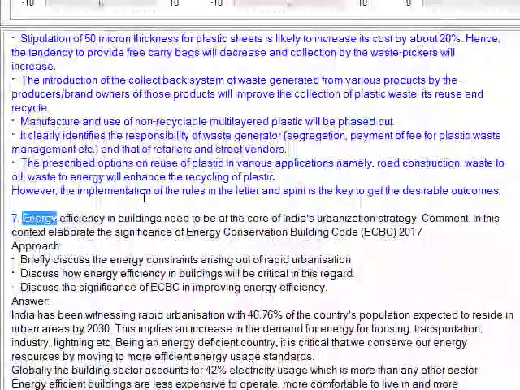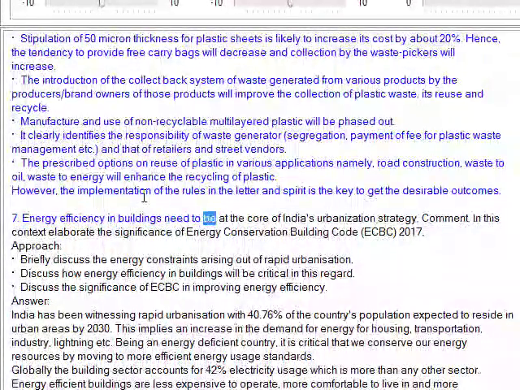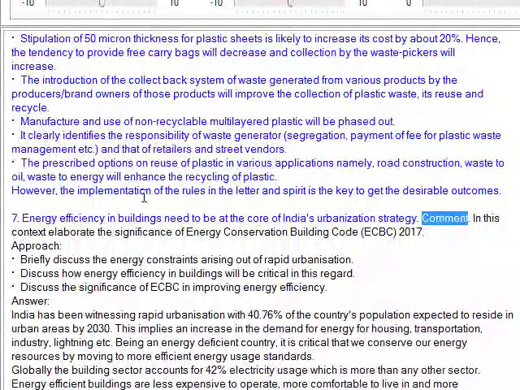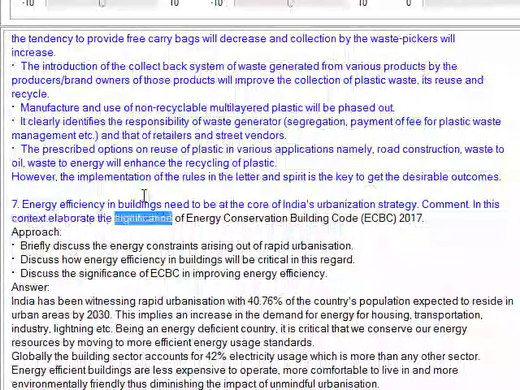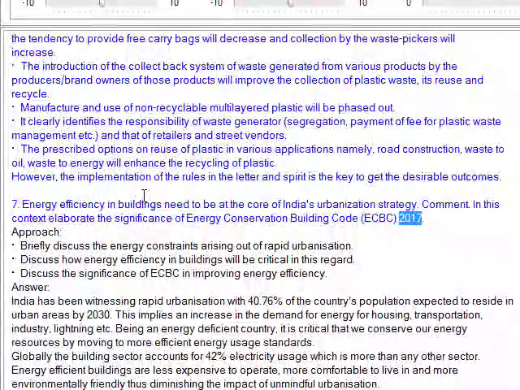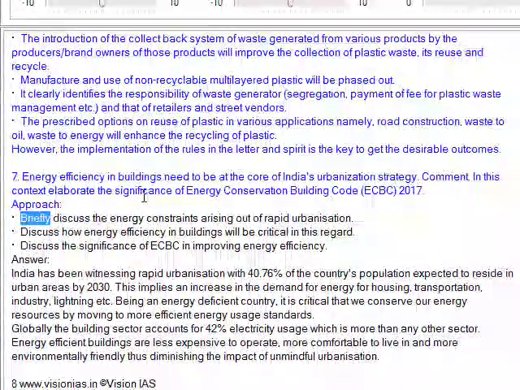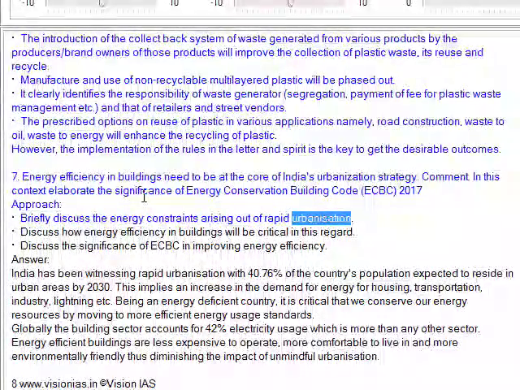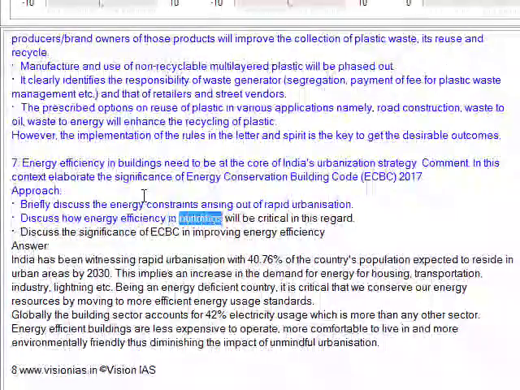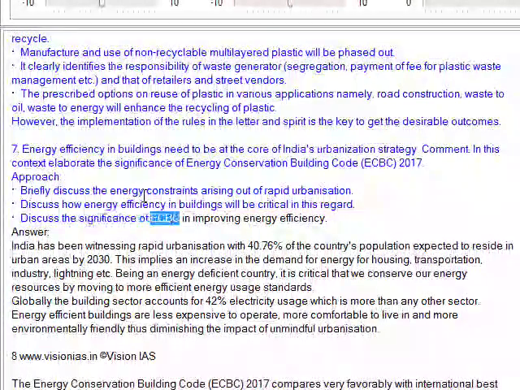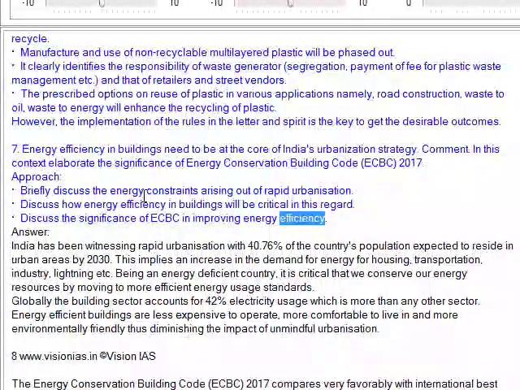7. Energy efficiency in buildings needs to be at the core of India's urbanization strategy. Comment. In this context, elaborate the significance of the Energy Conservation Building Code, ECBC 2017, approach. Briefly discuss the energy constraints arising out of rapid urbanization. Discuss how energy efficiency in buildings will be critical in this regard. Discuss the significance of ECBC in improving energy efficiency.